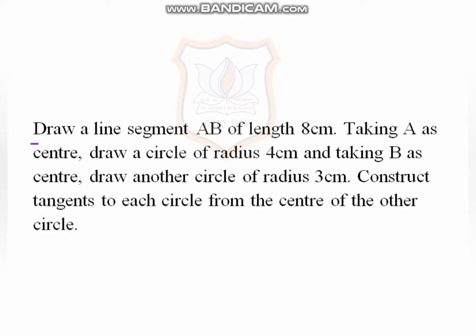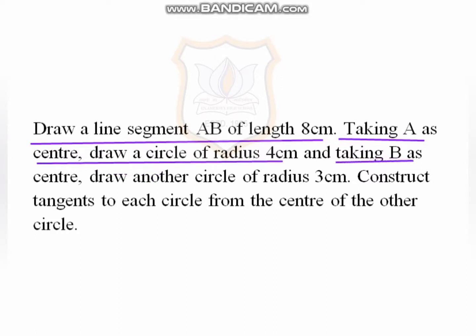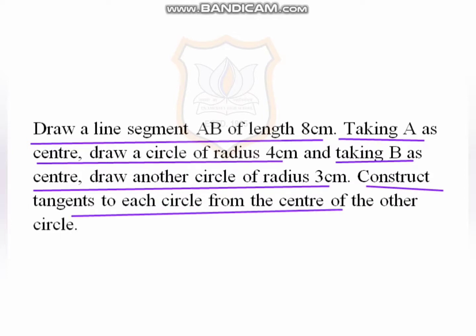First of all, draw a line segment of length 8 centimeter. Taking A as a center, draw a circle of radius 4 centimeter. And taking B as a center, draw another circle of radius 3 centimeter. Now, construct a tangent to each circle from the center of the other circle.